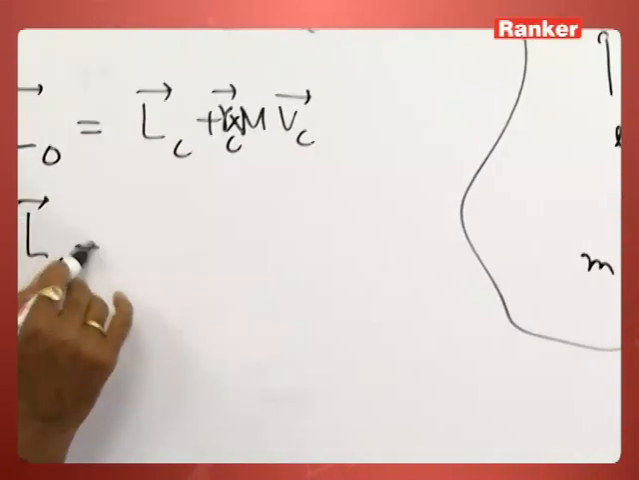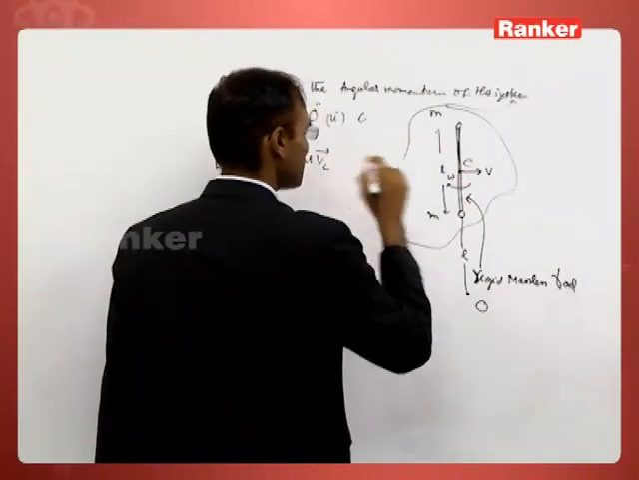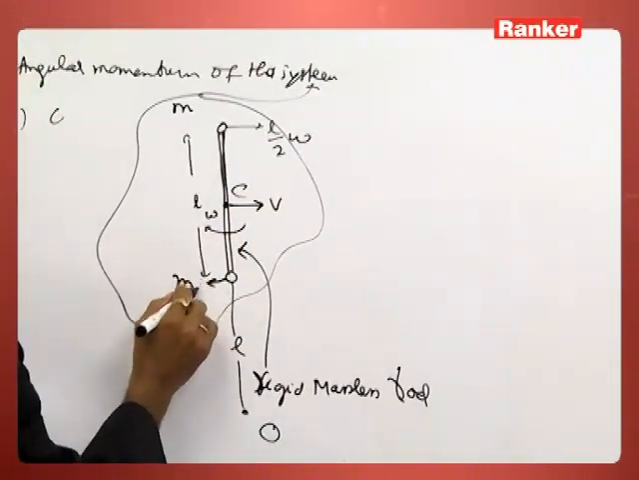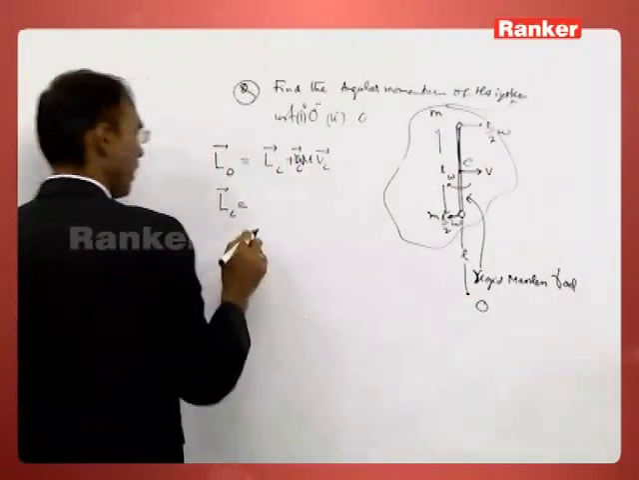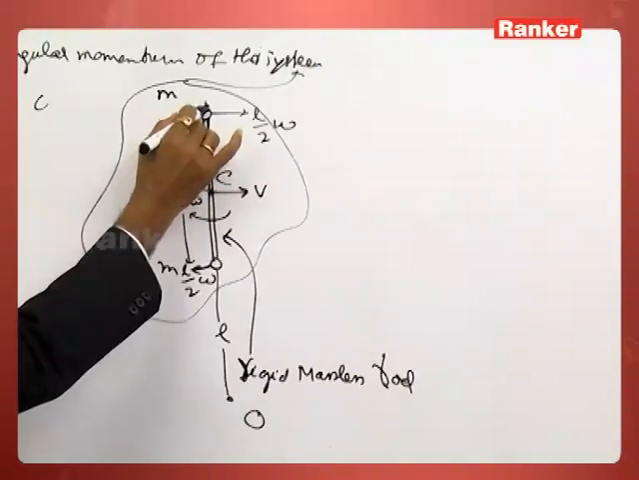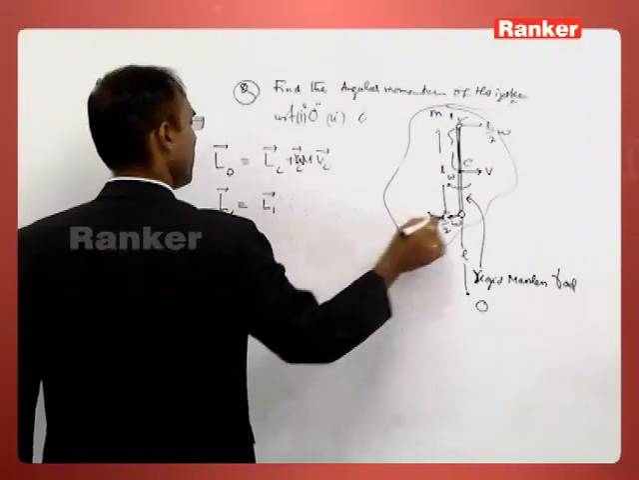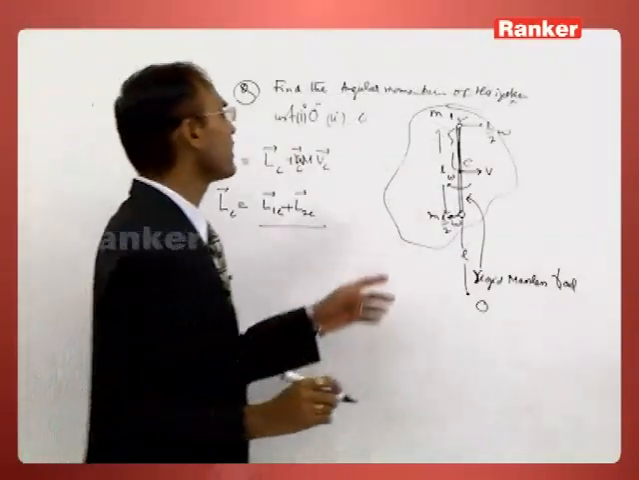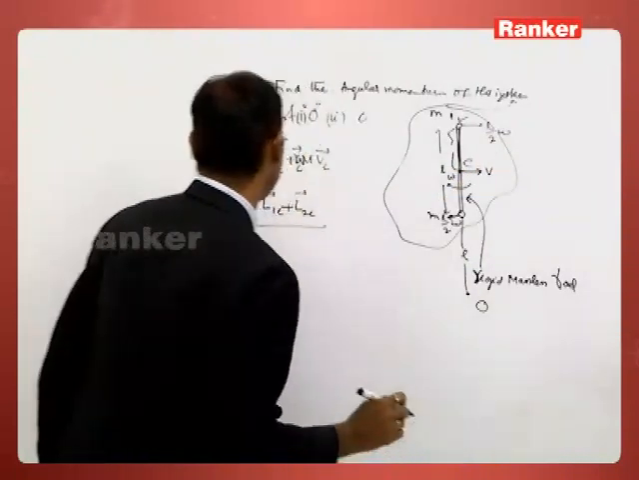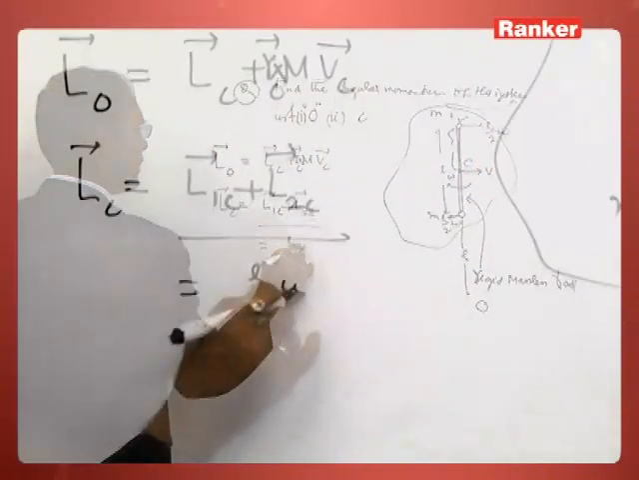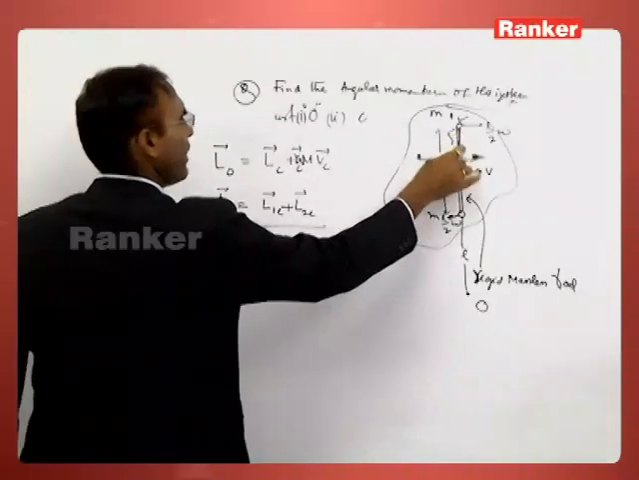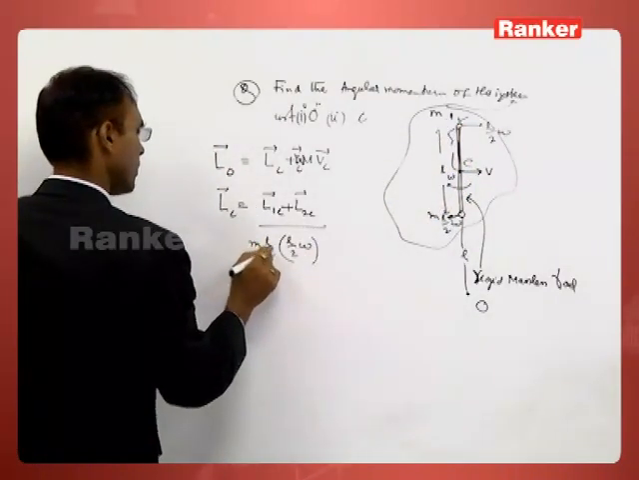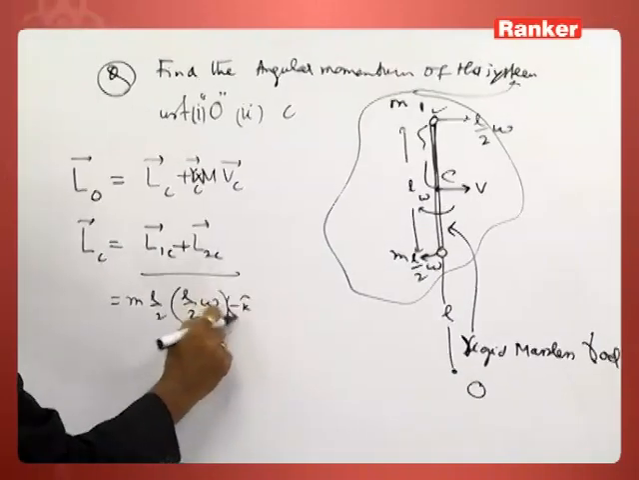Now LC is equal to, with respect to the center of mass, its velocity is equal to L by 2 into omega. Therefore, with respect to the center of mass, we need the angular momentum of particle 1 and the angular momentum of particle 2. If you add them, you get the total angular momentum of the system with respect to the center of mass. So L1C is equal to MVR, that is M into L by 2 into omega into L by 2. Which direction? Minus k cap.